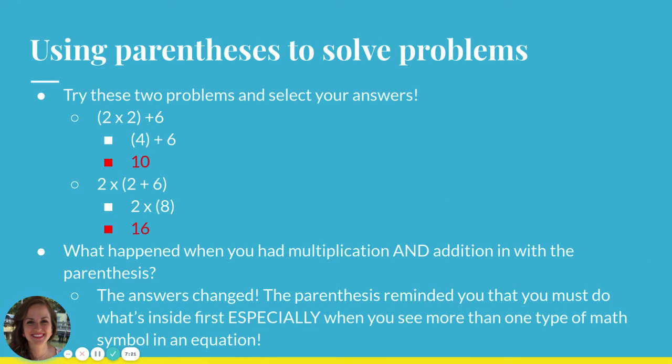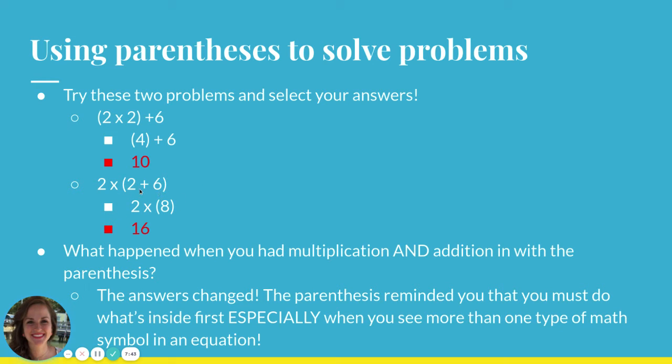All right, so we have 2 times 2 plus 6. Okay, so again, inside the parentheses, 2 times 2 is 4. And then we have the plus 6 on the side, that's what's left over, all right? So we have 4 plus 6, that's 10. Okay, easy enough.